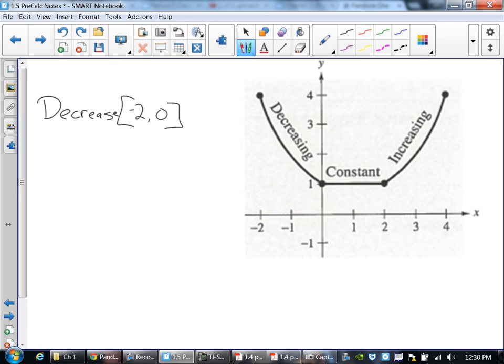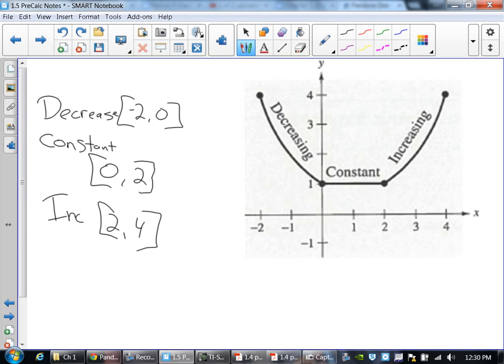Oops. It's constant. Look here, from 0 to 2, and then it's increasing from 2 to 4. This is very, very simple. You will have the infinities thrown in there.